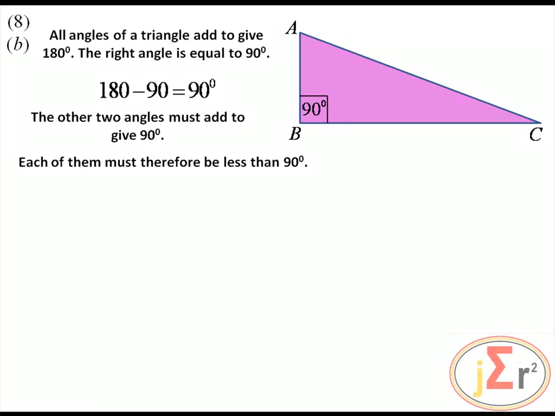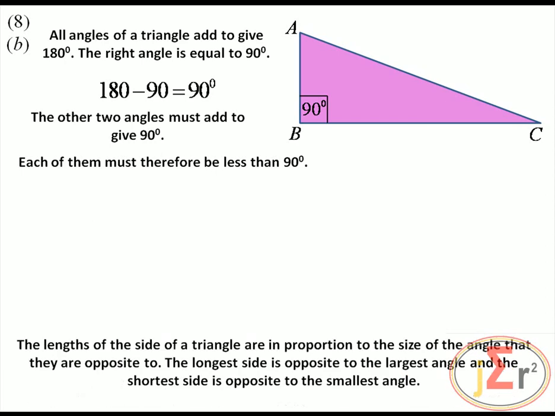So let's just repeat that. All angles in a triangle add to give 180 degrees. One angle is 90. So if we subtract that from the entire thing, only 90 degrees will be left. And that 90 degrees must be shared between the other two angles. Therefore, it must be smaller. The resulting angles must be smaller than 90 degrees. So we are sure that each of them must be less than 90 degrees.